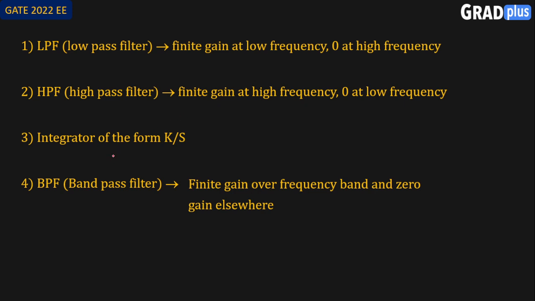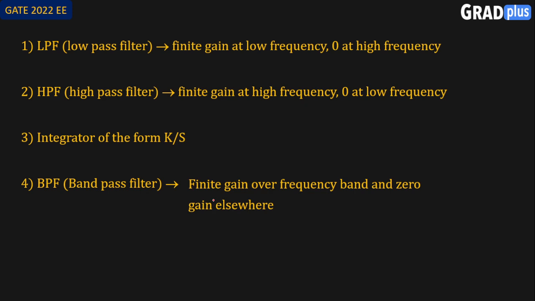When we are talking about the integrator, the system should be in the form of K by s. And for the band pass filter, the system should have finite gain over the frequency band and 0 gain elsewhere. These are the conditions for the system, and these are the options also. So from these options, let us find out.